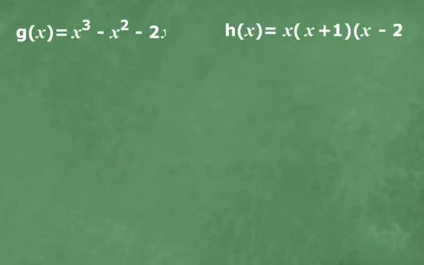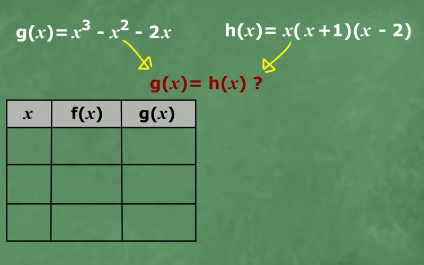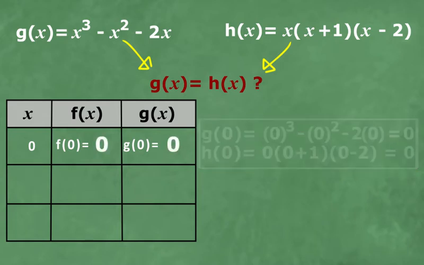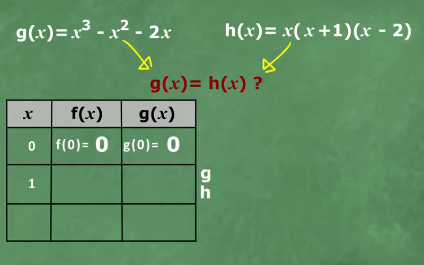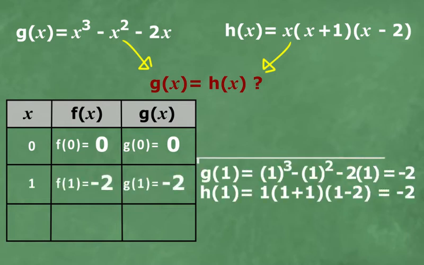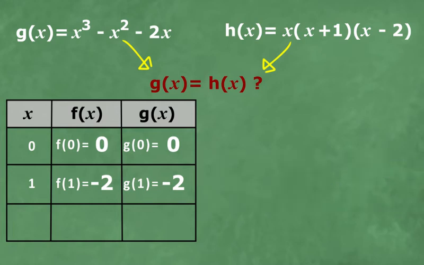How about these two polynomials? Are they equal? Let's test with some values of x. When x equals 0, the values of both polynomials are 0. When x equals 1, the values of both polynomials are equal to negative 2. Likewise, when x equals negative 1, both polynomials are equal to 0.